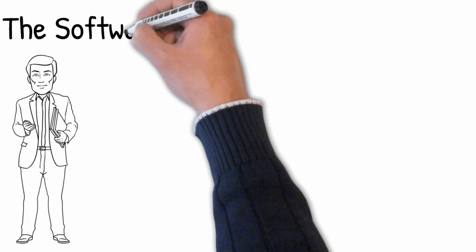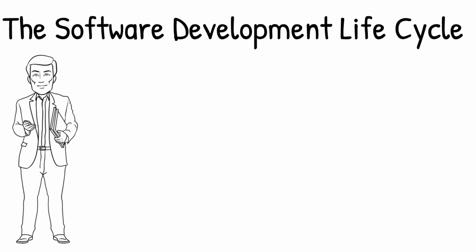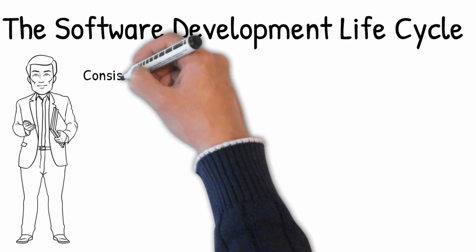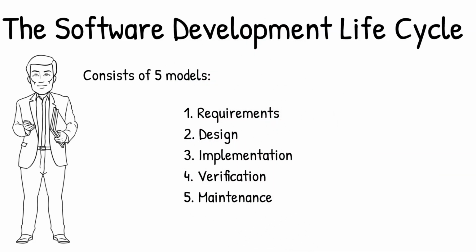This is the second video in our series about the software development lifecycle. In the first video, we had a brief overview of the SDLC, and now know it consists of 5 models. These are the requirements phase, next comes the design phase, then implementation, verification, and finally the maintenance stage once your software has been completed and released.